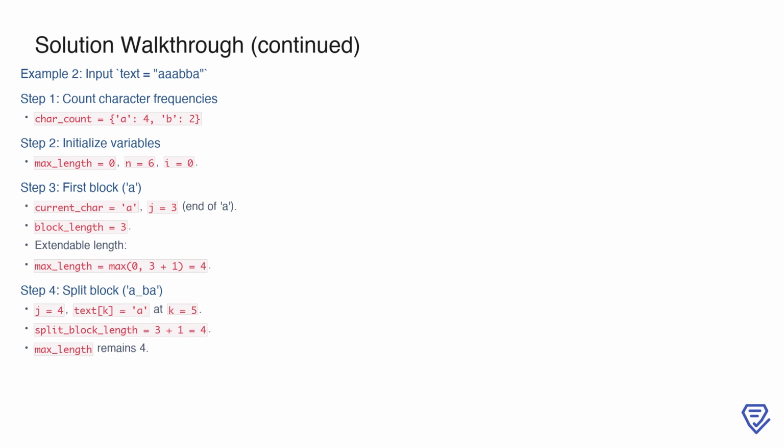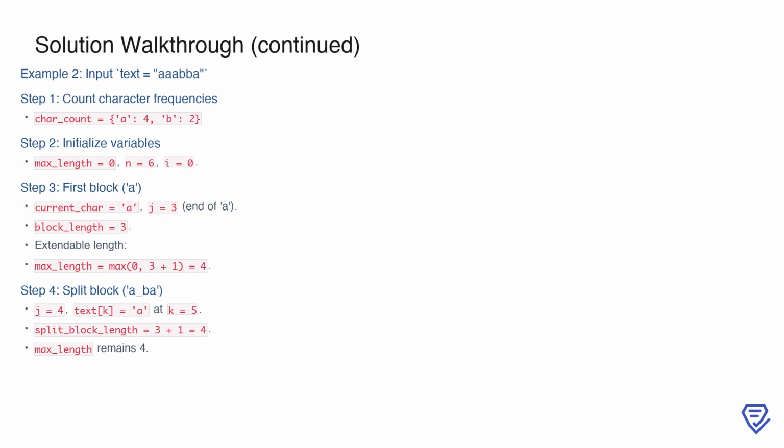First, we count the character frequencies, resulting in a: 4, b: 2. Then, we initialize the same variables as before. Max_length starts at 0, n is 6, and i is 0. The first block we encounter is for the character a. Here, j increments until the end of the block, stopping at 3, giving us a block length of 3. Since we can extend this block by swapping one additional a, we calculate max_length as max(0, 3 plus 1), which updates it to 4.